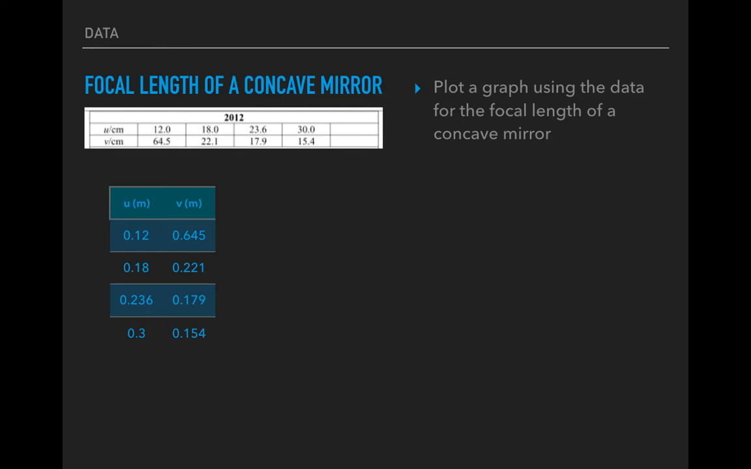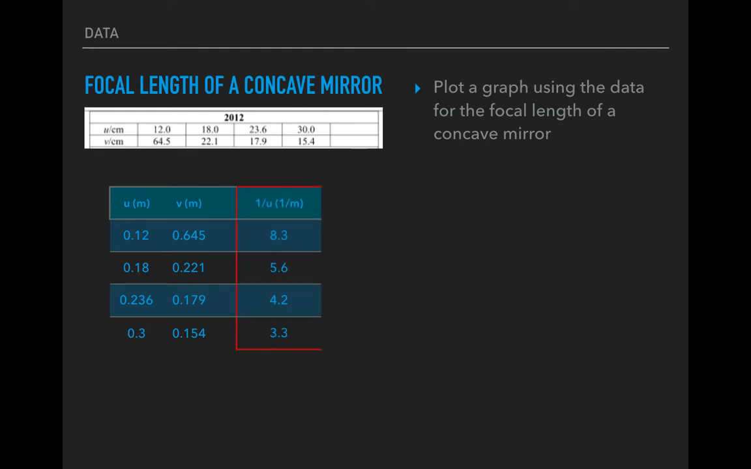And what we want is a 1 over U and a 1 over V in each case. The reason for that is because the formula has a 1 over U and 1 over V in it. So our graph work should reflect the formula that pertains to the particular experiment. So I'm going to get 1 over each of those U values.